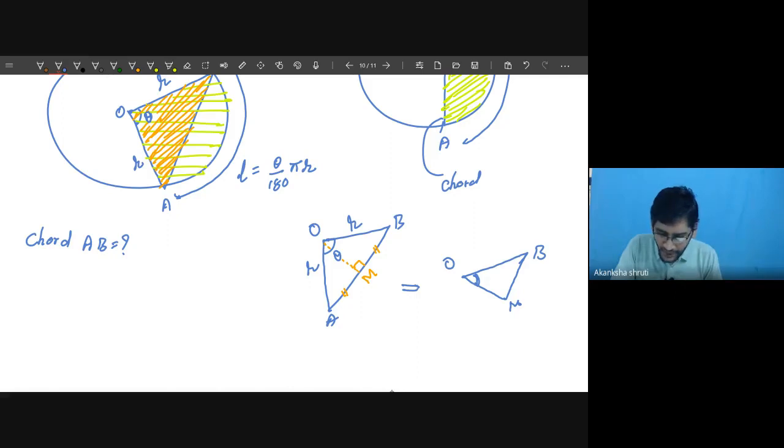OM is the perpendicular bisector of AB because it is an isosceles triangle. The angle at the center also gets divided, so this angle becomes theta by 2. Is it okay? Now if theta is given as 60 degrees, theta by 2 becomes 30 degrees.